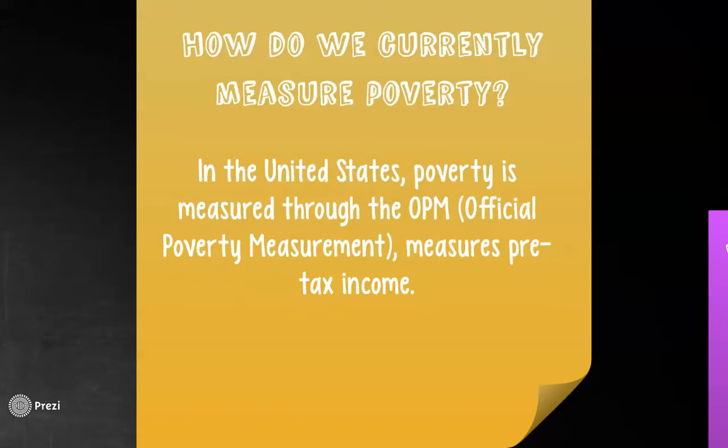Measuring poverty in this way is simple, because a person's before-tax income is easy to calculate. We call this fallacy of measurement. We'll talk about that later.